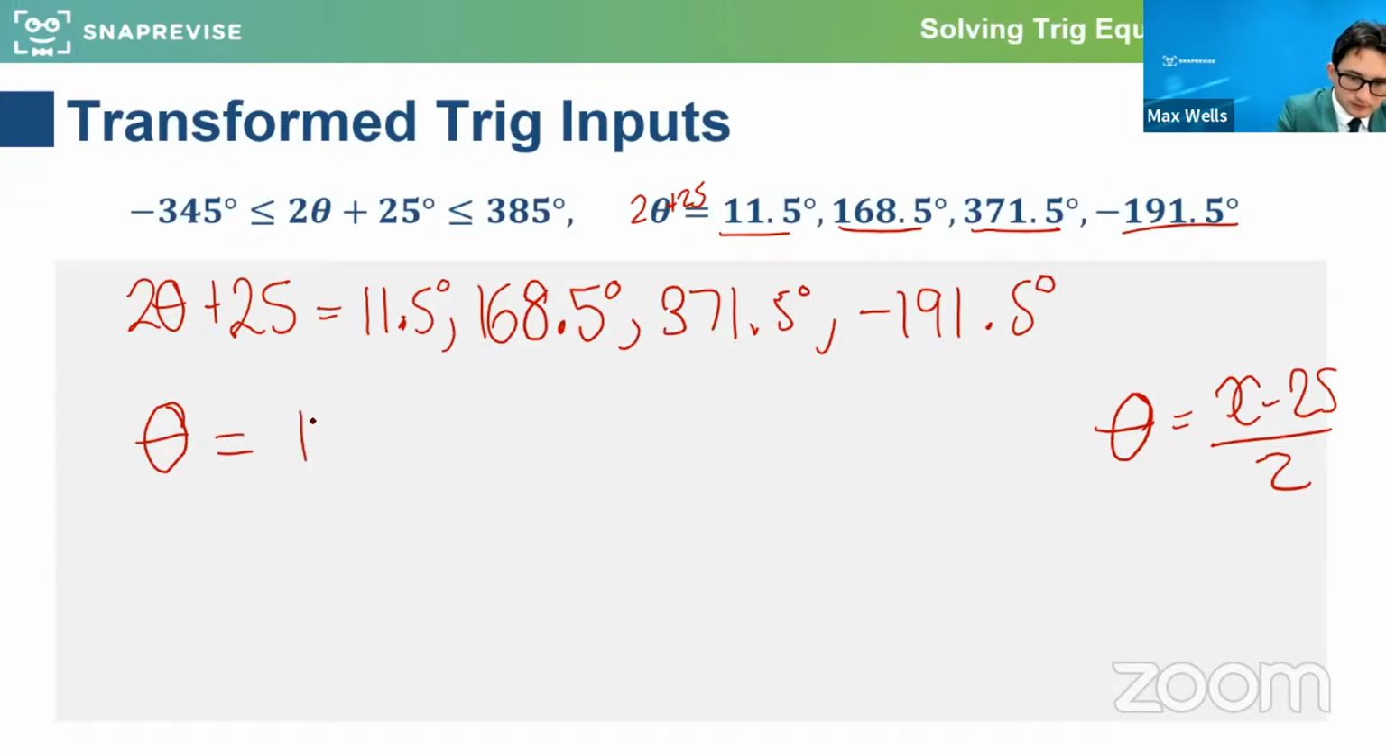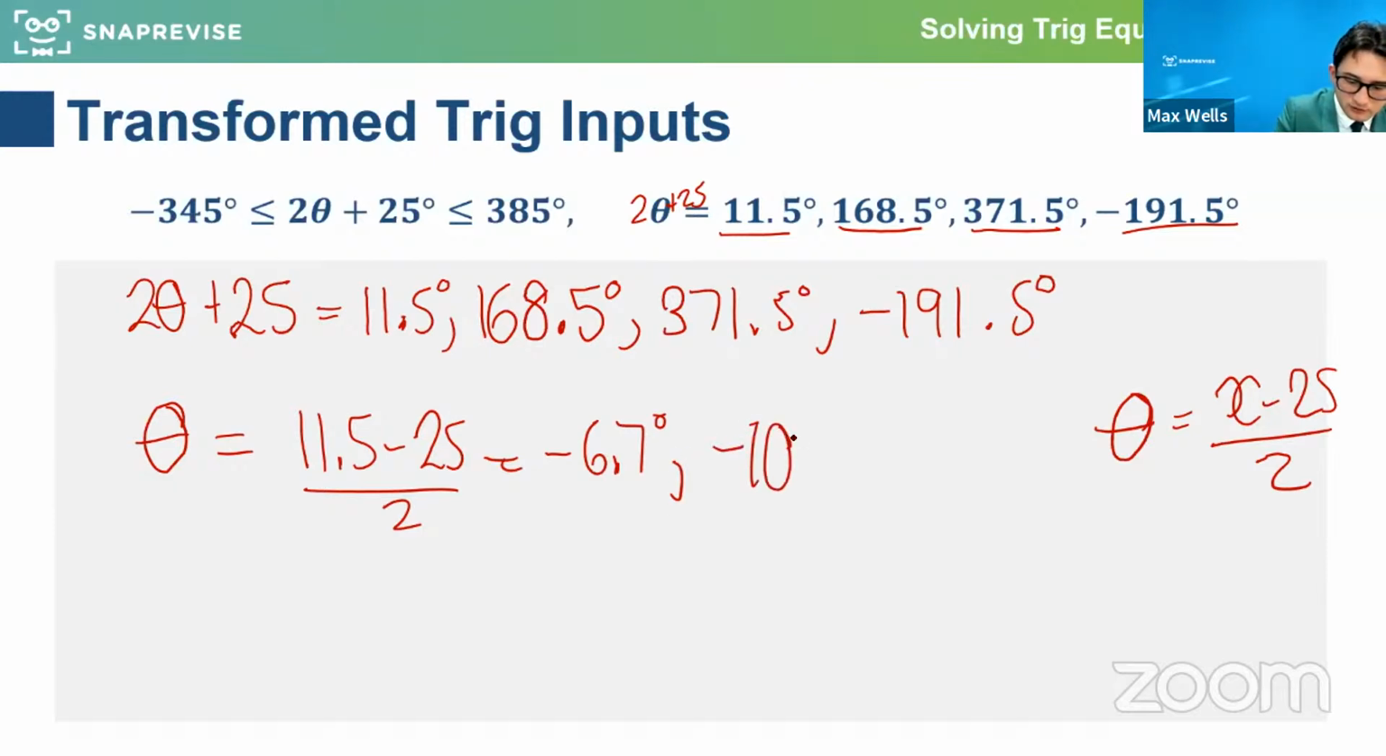Yeah, so I think if we did it with 11.5 minus 25 over 2, minus 6.7, and then if we do the others, I believe we get minus 108.2, 71.7, and 173.3. Very well done if you got all of those.